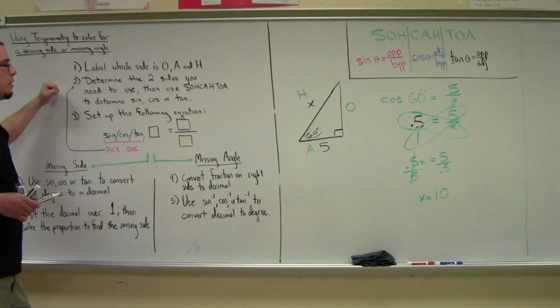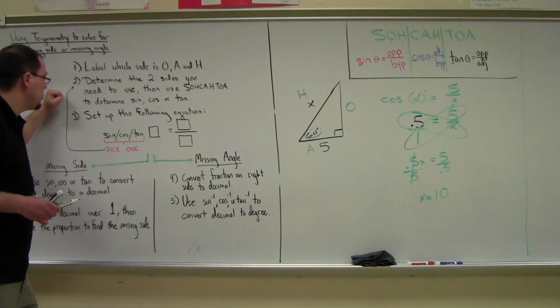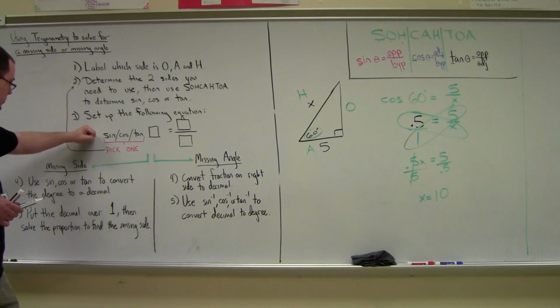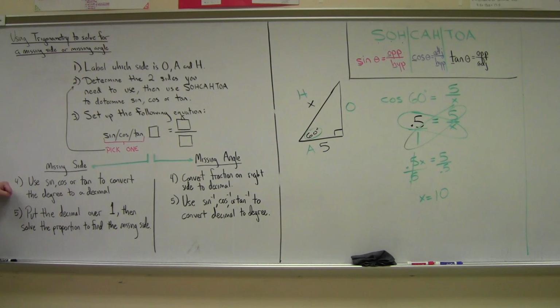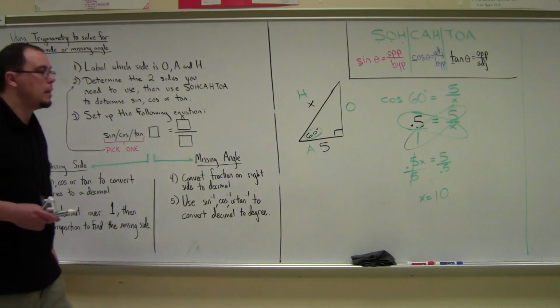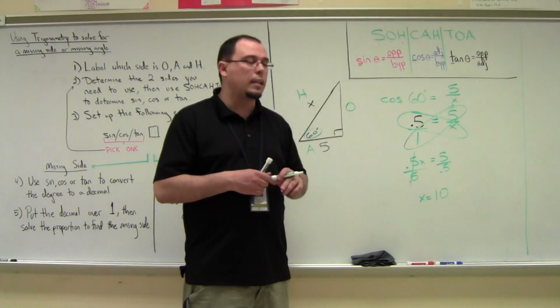So that's the process. Label the sides, find out which two sides you want to use, set up the equation, and then use sine, cosine, or tangent to convert the degree to a decimal, and then you want to put the decimal over 1 and cross multiply. So that's what we do with the missing side.